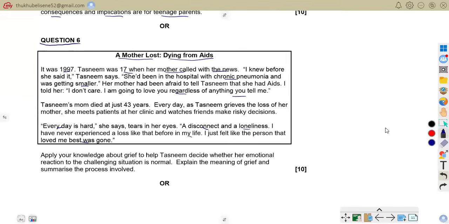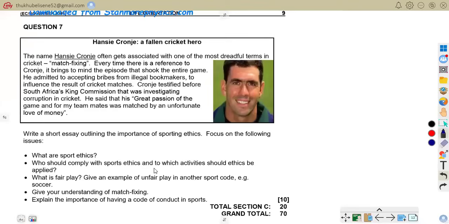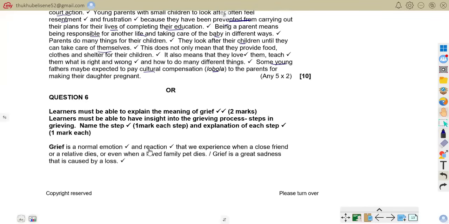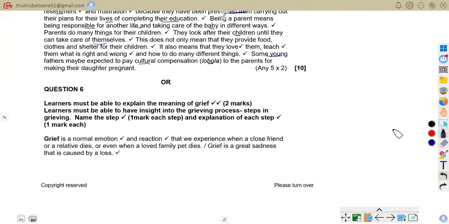Now it says, apply your knowledge about grief to help persons deal with their emotional reaction to challenging situations. Explain the meaning of grief and summarize the process involved. That is question 6. So we are first going to start with what? Grief. We define grief to get our 2 marks.